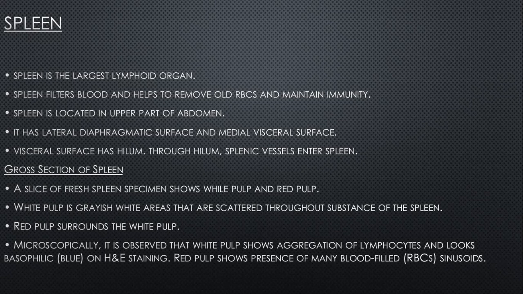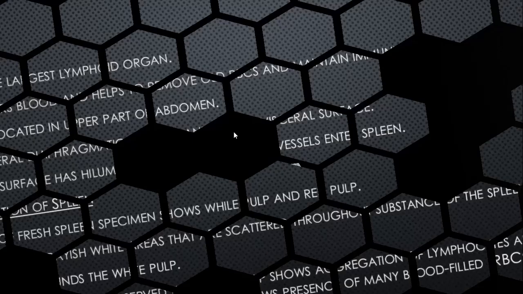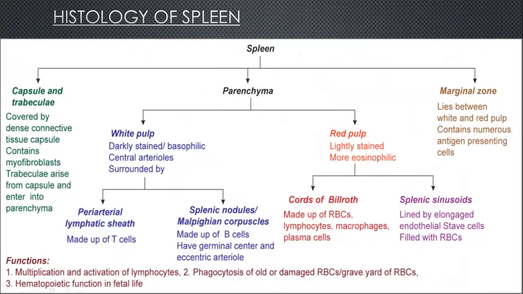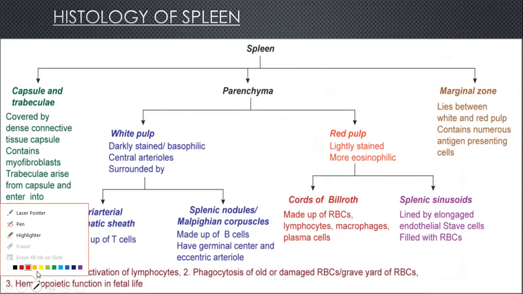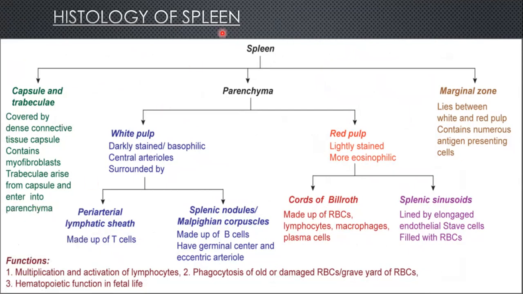Now, let's look at that. Here, I have summarized the histology of the spleen. In fact, if you understand this table, this flowchart here, my friend, you are good to go. Now, spleen: capsule and trabeculae, these are the stroma. Then you have the parenchyma and the marginal zone.